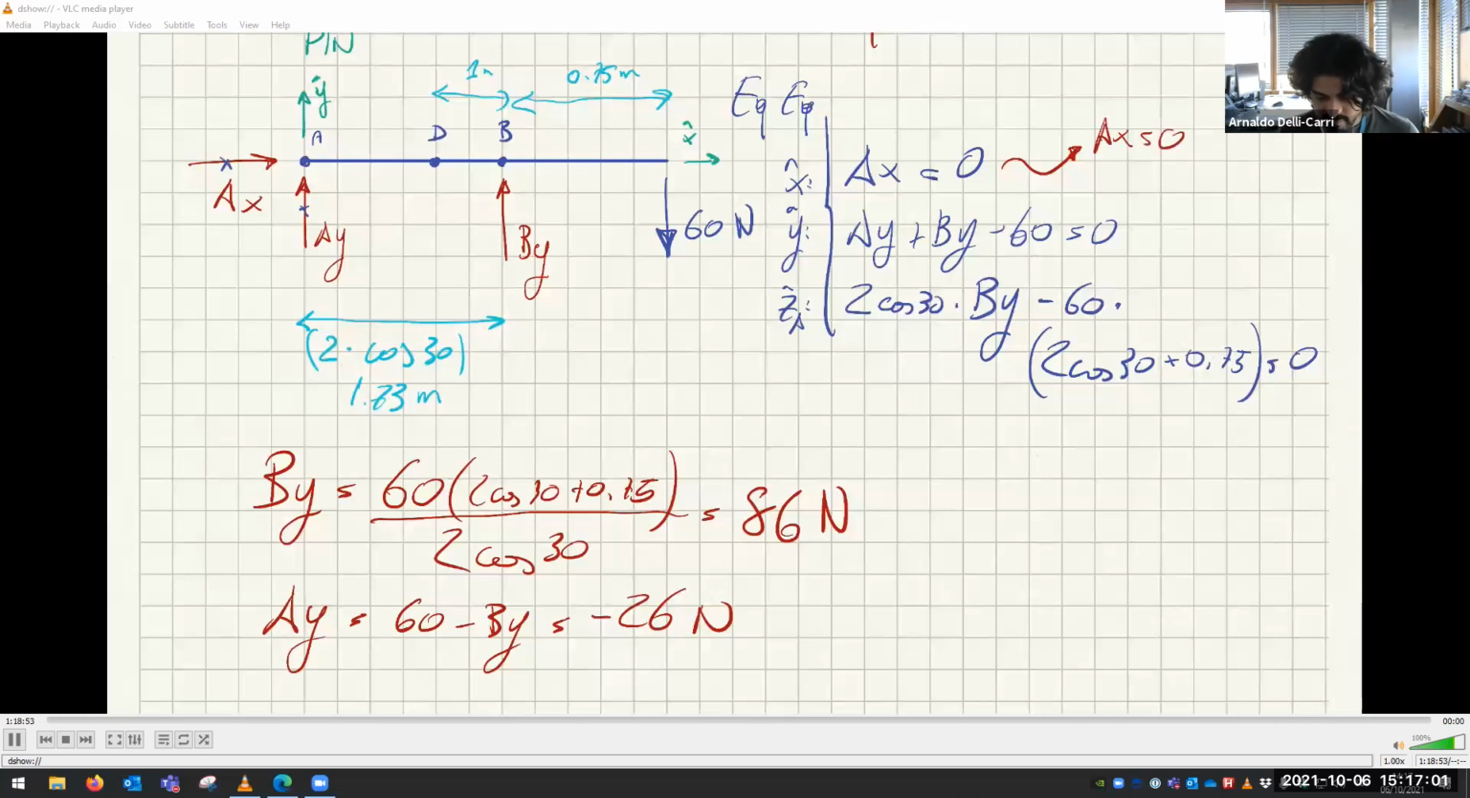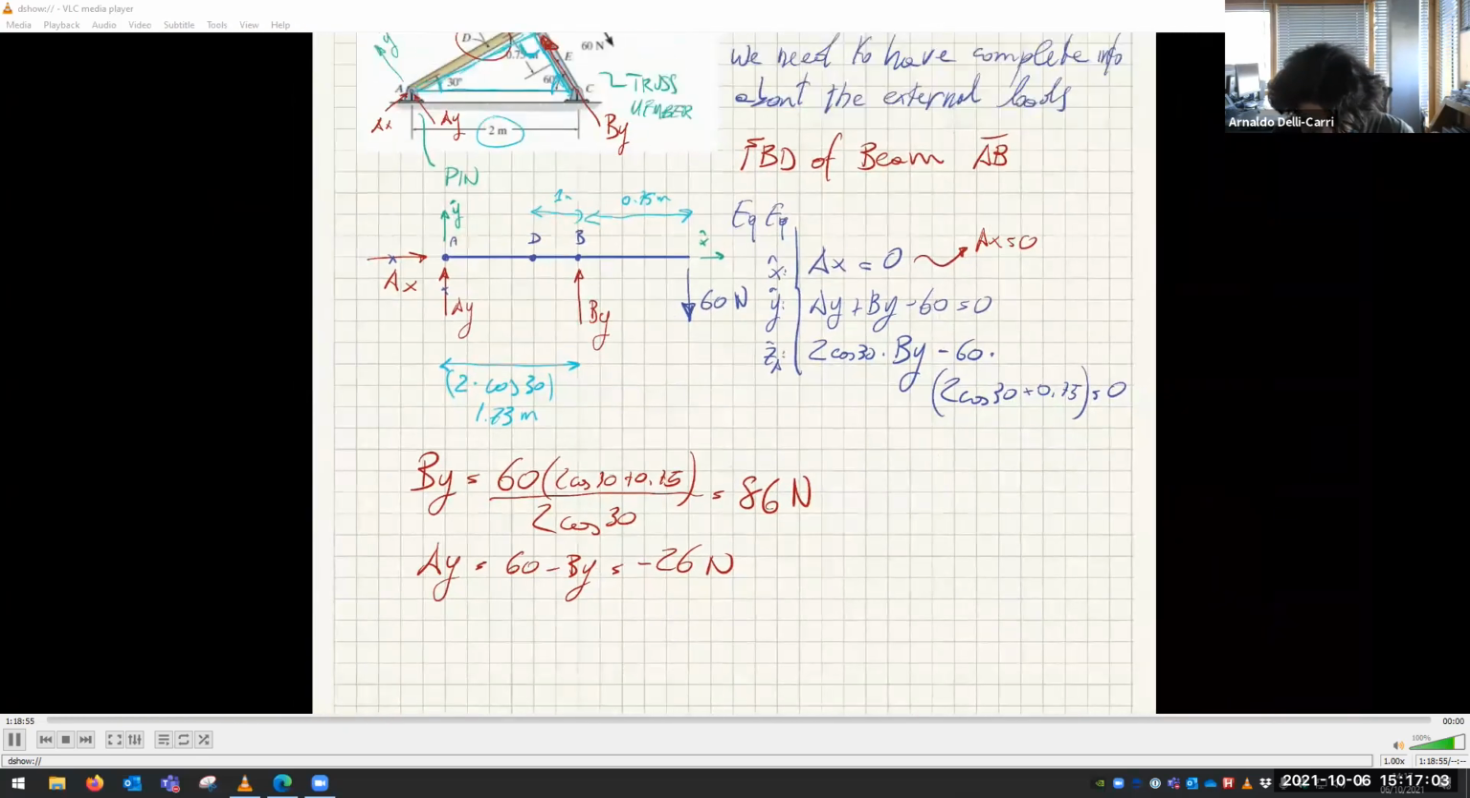All right, what do we do now? We want to find what's happening here inside D. This is D, so I must cut here. And where do I look? I can look left or I can look right. Now, which one is the easiest one? What do you think? Come on, in chat, which one is the easiest one? And does it matter?